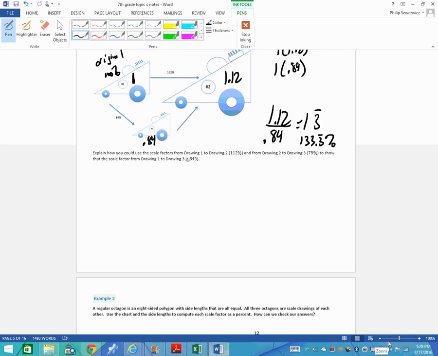What we want to do here, in this last one, is kind of do the same thing as our picture. If this is picture number 1, and then I've got picture number 2, and then picture number 3, they're telling me to go from drawing 1 to drawing 2, that it's going to be the 112%, just like we saw before. And then from drawing 2 to drawing 3, it's going to be 75%. What they want me to prove here is that the scale factor from drawing 1 to drawing 3 is going to be 84%. So they want to prove that this does give us 84%.